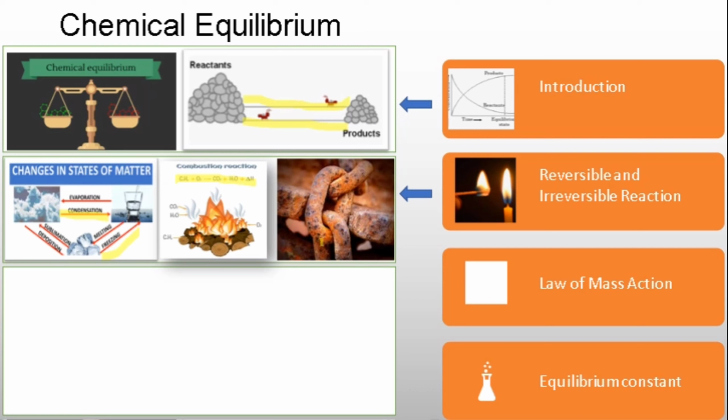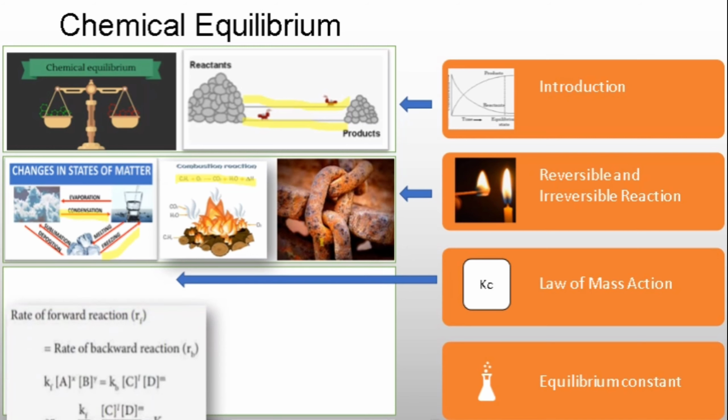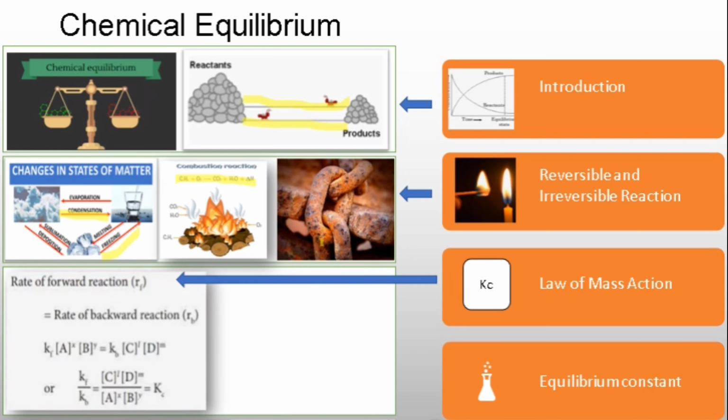The figure here gives Kc and shows how to find Kc. It shows the formula: the rate of forward reaction is equal to the rate of backward reaction, which means Kf divided by Kb. The concentration of product divided by reactant is called Kc. Kc is important in terms of finding the chemical equilibrium.